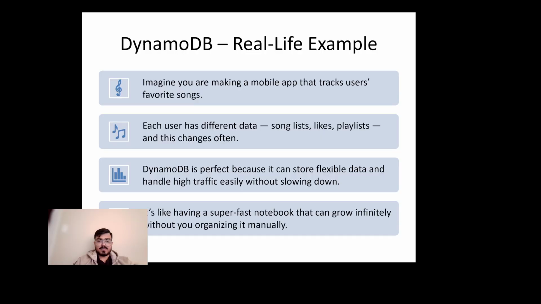It's like having a super organized digital notebook that never slows down. So let's see some real life examples. Here's a simple example. Imagine you create a mobile app where users can save their favorite songs. Each user has a different playlist and preferences. If you used a regular relational database, it would be hard to store that flexible data, but with DynamoDB, it's easy. You can just store each user as a record with any data you want. It's fast, flexible, and automatically scales as more people join your app.